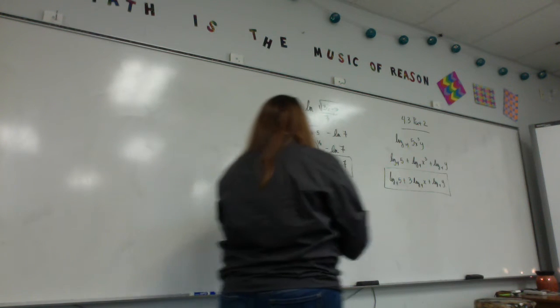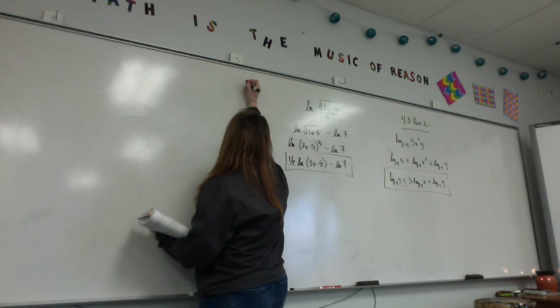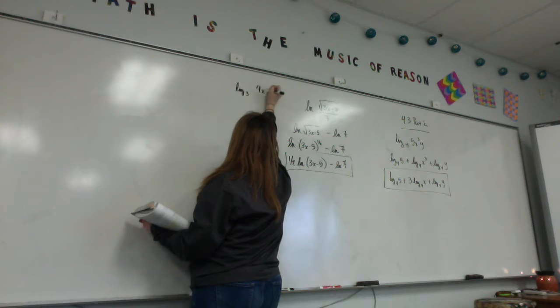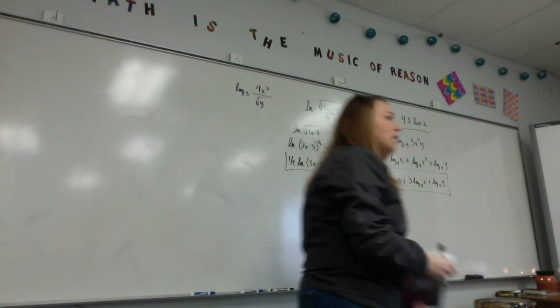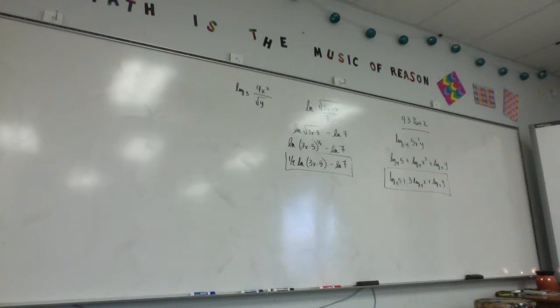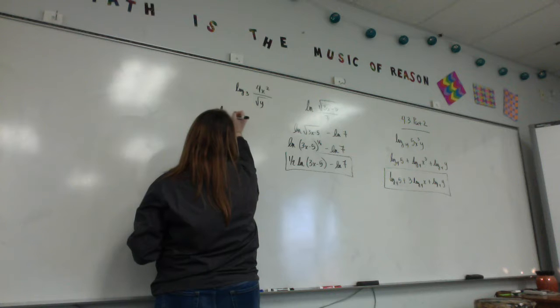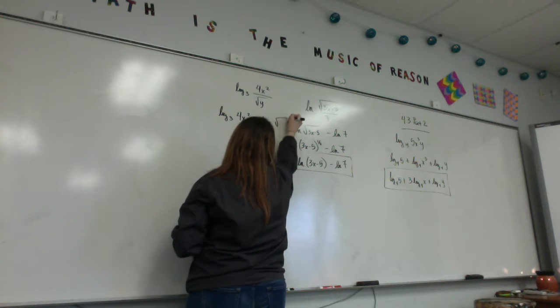Let's talk about one more. We're going to do one more expansion. Let's say I have log base 3 of 4x squared over the square root of y. How do I expand that? It would be subtracted. Yeah, good, Dakota. So I'm going to say log base 3 of 4x squared minus log base 3 of the square root of y. Okay.